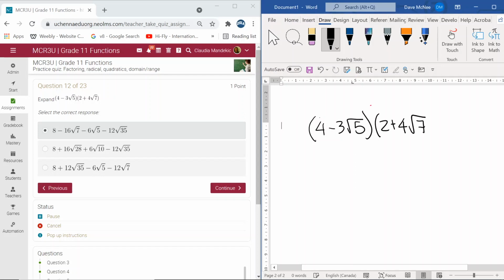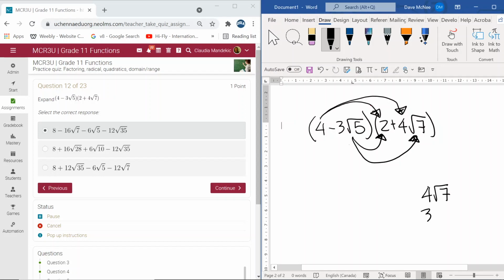I'm really asked to FOIL or expand, and I'm going to multiply 4 by 2, then 4 by 4 root 7. I'm going to multiply 3 root 5 by 2 and then 3 root 5 by 4 root 7. 4 root 7 and 3 root 5 are entire terms, like 3 and the square root of 5 are together.